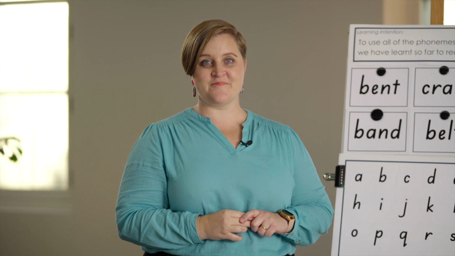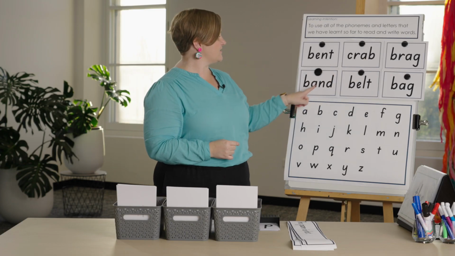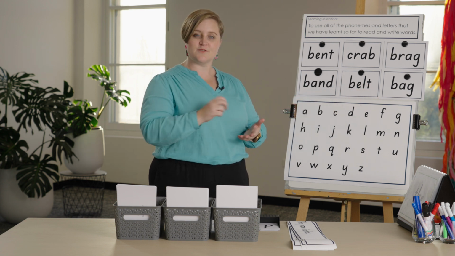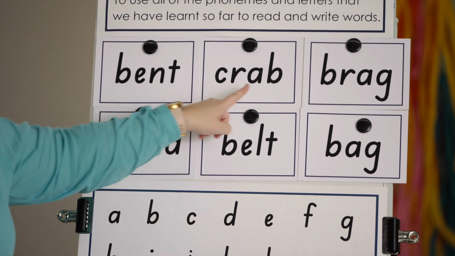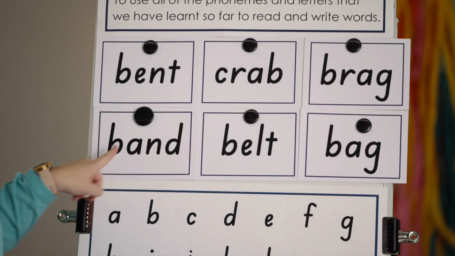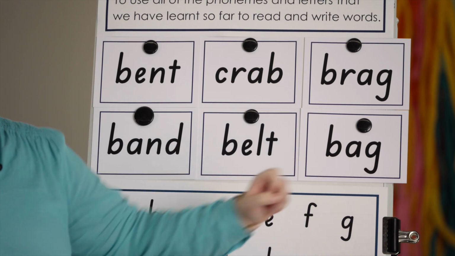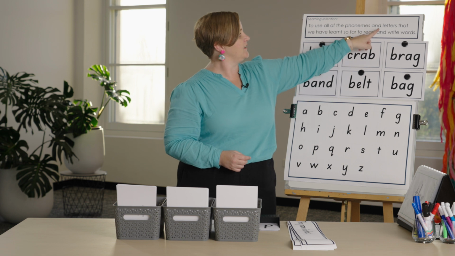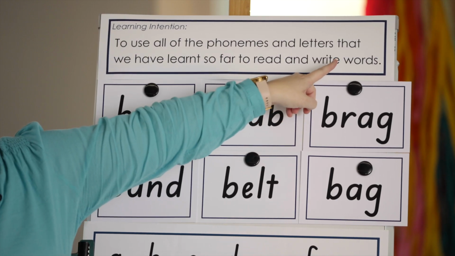My name is Shani. How did you go using your letter tiles in our last lesson to make some of these words? Perhaps you read them, perhaps you even wrote them, or maybe you put them in a sentence. The words were bent, crab, brag, band, belt, and bag. In today's lesson, we are going to use all of the phonemes and letters that we have learnt so far to read and write words.